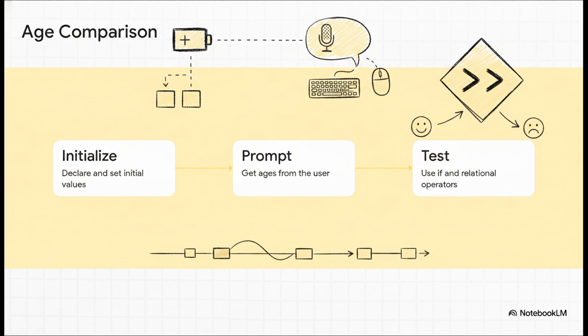Let's see this in action. We'll break down a sample program comparing the ages of two students, Amar and Amara. Step 1 is initializing our integer variables to 0, which is just a fantastic programming practice. Step 2, we prompt the user to input the ages. And then Step 3, we test the condition using our if statement and a greater than operator.